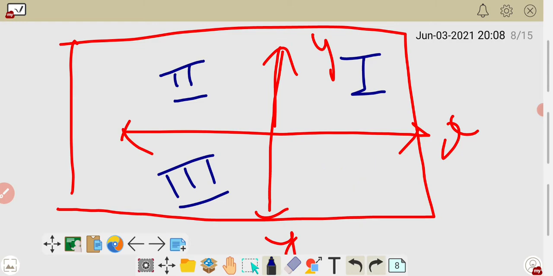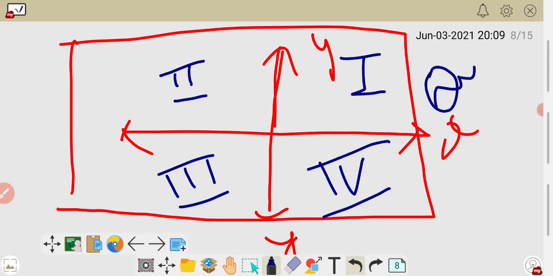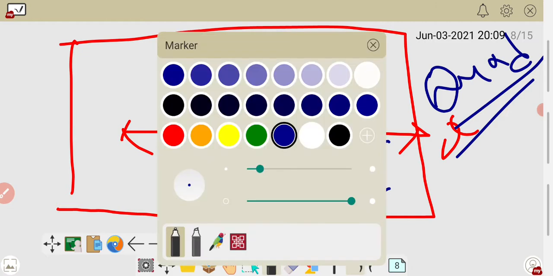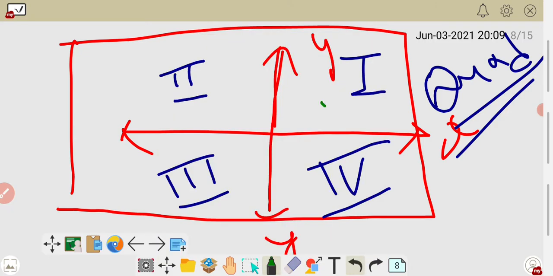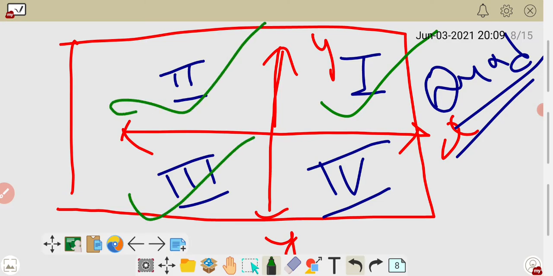So you make four parts. The coordinate axes divide this Cartesian plane into four parts, and all these parts are known as quadrants. The first part is known as the first quadrant. The second part is known as the second quadrant. It is the third quadrant, the fourth quadrant. If you are giving them a common name, they are known as quadrants. All together you have to call them quadrants.